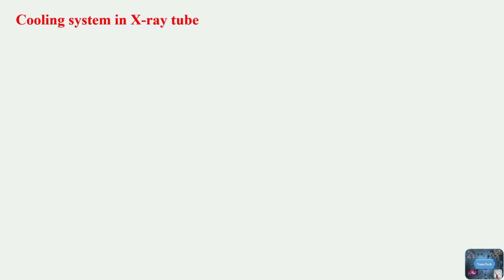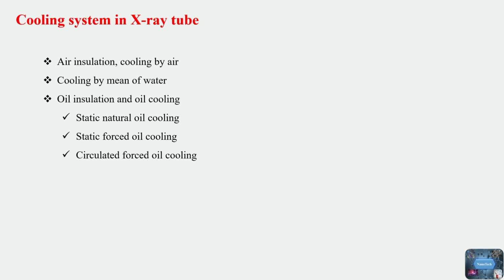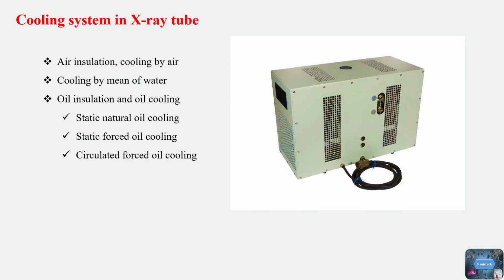Air insulation, cooling by air. In the simplest forms of protection against high voltage, insulation is provided by the air in the space left between the tube and the shield. A fan was often also fitted. However, in diagnostic X-ray tubes, air insulation has been entirely replaced by oil insulation.